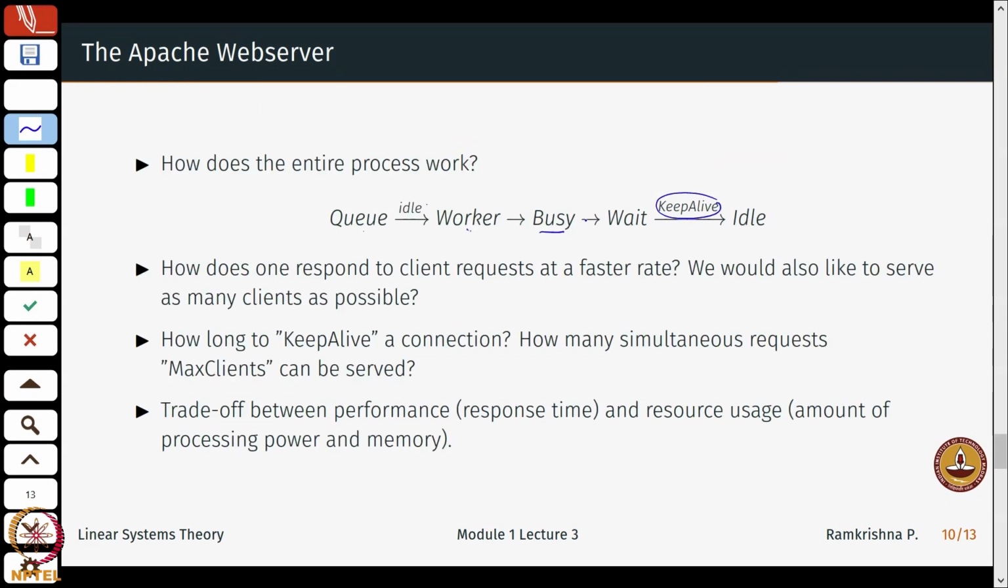Okay, now what is the impact of KeepAlive for a longer time? What is the impact of increasing or decreasing the MaxClients? So here we are also looking at a trade-off between performance, which is the response time, like how long does it take to access or to download the web page, and the resource usage. One way to look at it is, if I were to have better service, I need to have more resources, right? Now is that always the case?